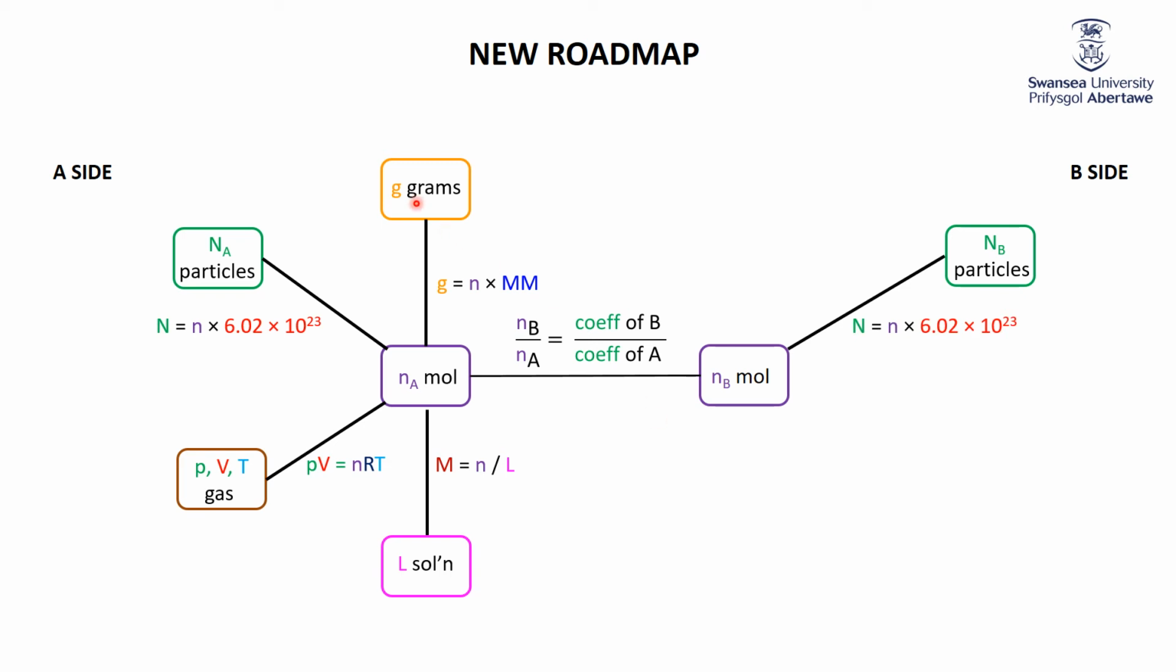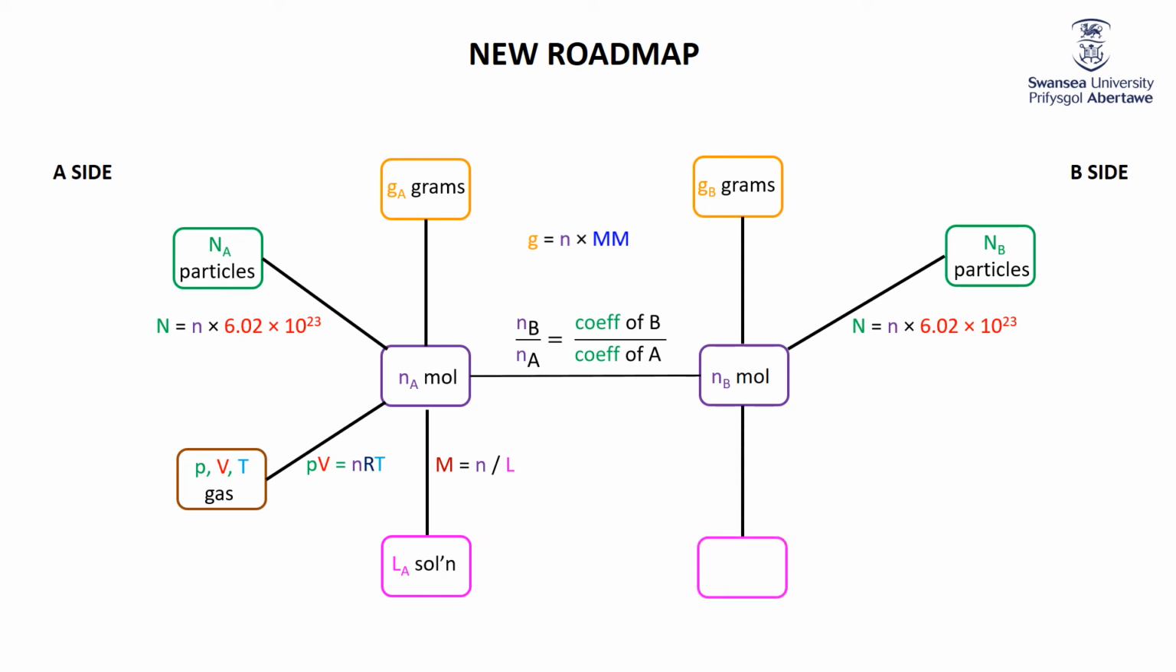We have a gram box on the A side that now obviously refers to grams of substance A. Well, once we have moles of B, we can relate it to grams of substance B. And we can expand out the roadmap for the other boxes. So instead of now this just being litres of solution, it's litres of a solution of A, and we have the corresponding litres of solution B. And now if substance B exists as a gas, we can of course talk about the pressure, volume, and temperature of that gas of substance B and relate it to the number of moles.